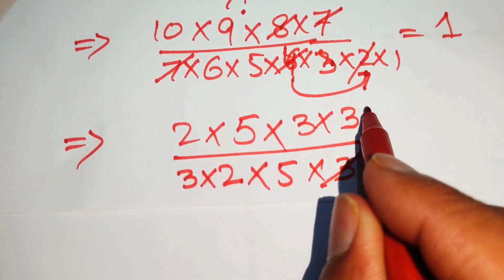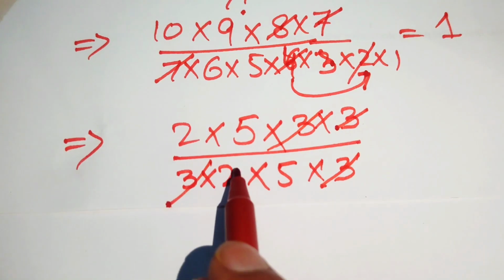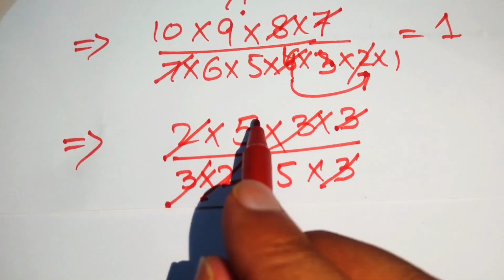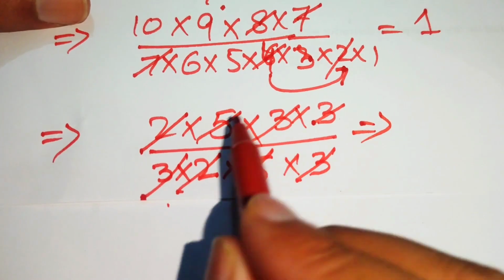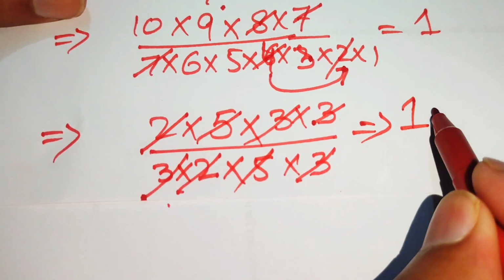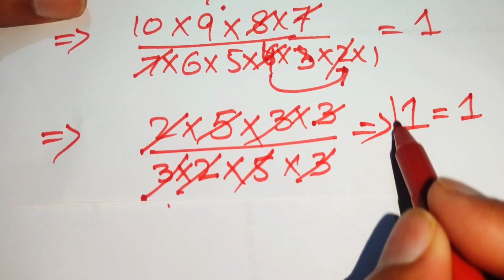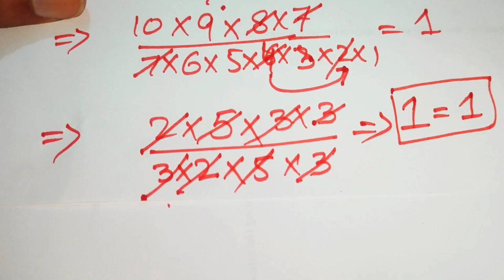So this 3 is cancelled out by this 3, this 3 is cancelled out by this 3, 2 is cancelled out by this 2, and 5 is cancelled out by 5. So finally this expression gives us 1, and in the right hand side we also have 1. So this shows that the left hand side is equal to the right hand side. So the value of m equals 10 satisfies the given question statement, and this is the final answer.